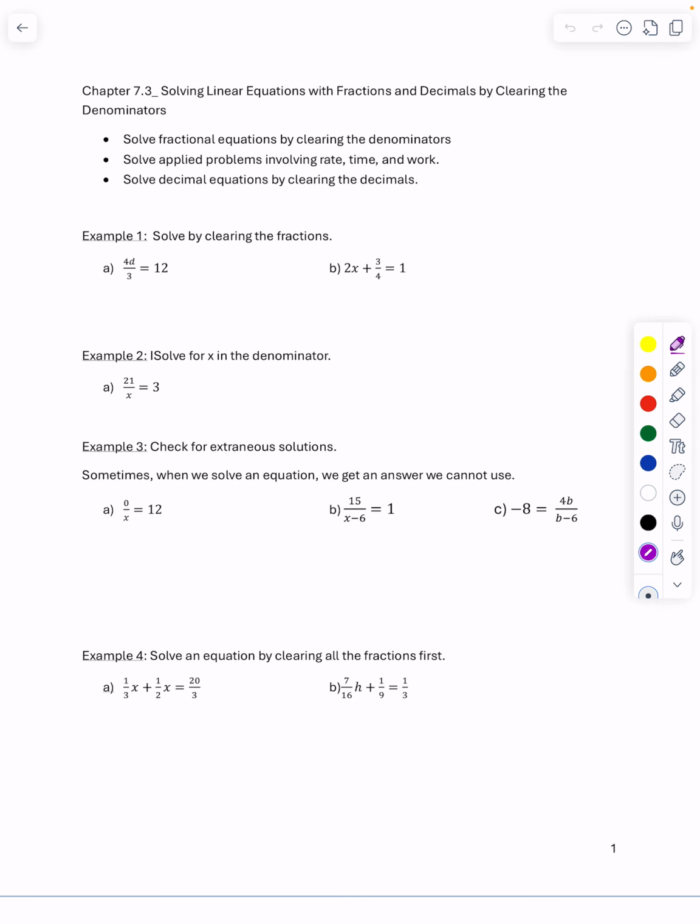So to start, again, I did not leave enough space here. We're going to remove the label. We want to get rid of the times 4 and the divide by 3 part. And it's important to remember that this is the same as 4/3 times d equals 12. Now, I can divide by 4 and multiply by 3. We can also do that in one step.